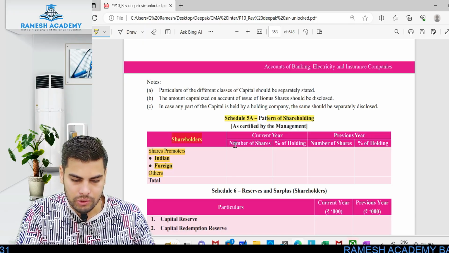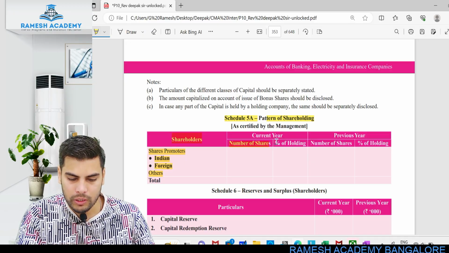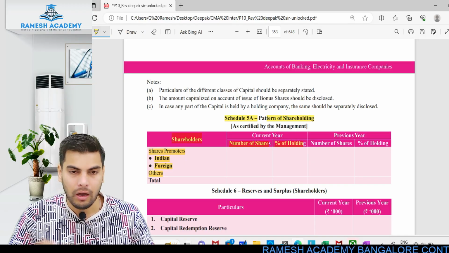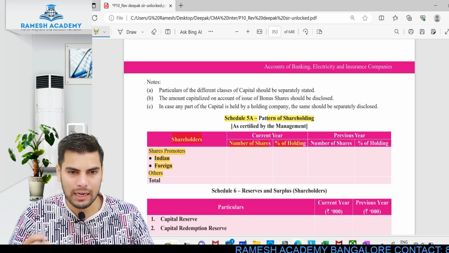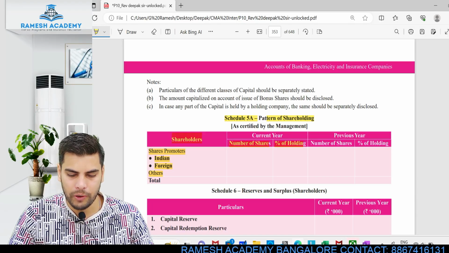Look at this. So it is not only the number of shares which you will be showing, along with this you also need to show the percentage of holding. How much is the number of shares and what exactly is the percentage of shares which is held by these people. Hope you guys understood this.